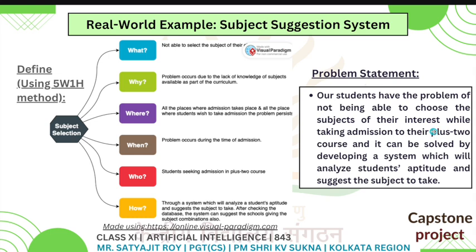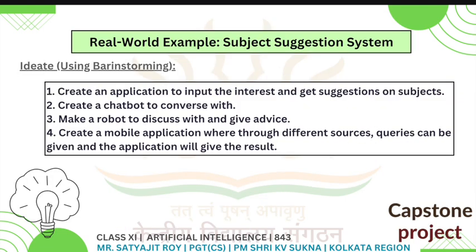So the problem statement in our case is that our students have the problem of not being able to choose the subjects of their interest while taking admission in the plus two course, and it can be solved by developing a system which will analyze students' aptitude and suggest the best subjects to take, right? So that is the problem statement that we have defined.